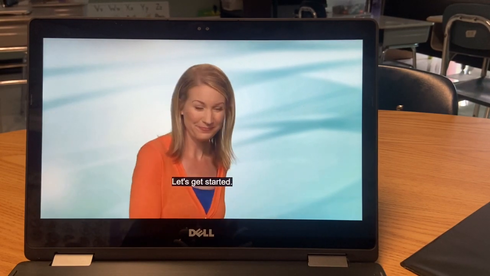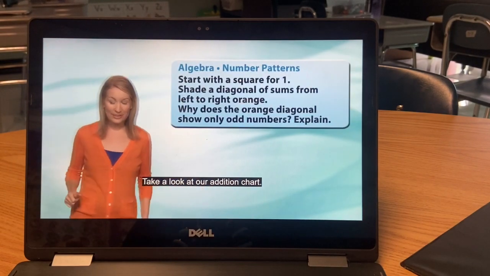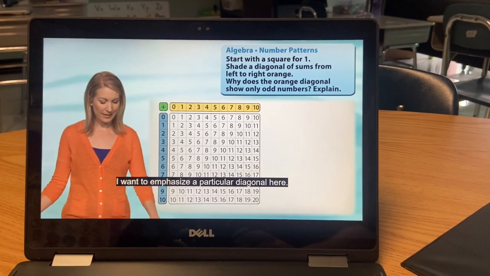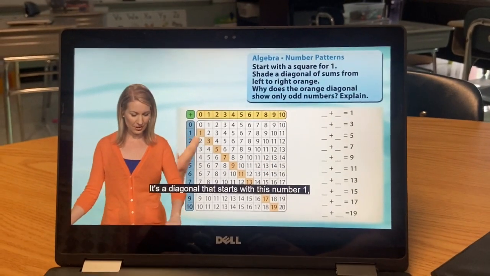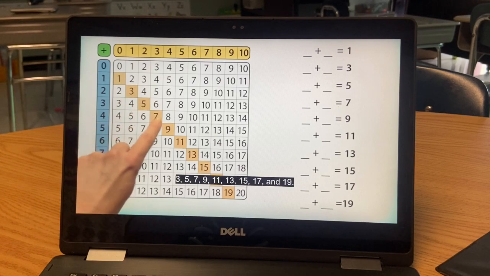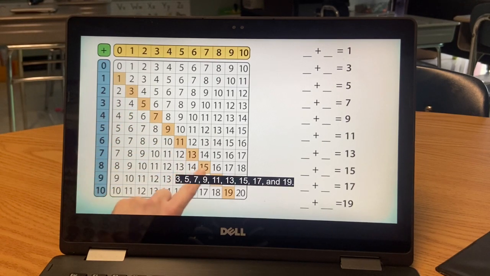Let's get started. Take a look at our addition chart. I want to emphasize a particular diagonal here. It's a diagonal that starts with this number 1 and then goes down. You see 3, 5, 7, 9, 11, 13, 15, 17, and 19.